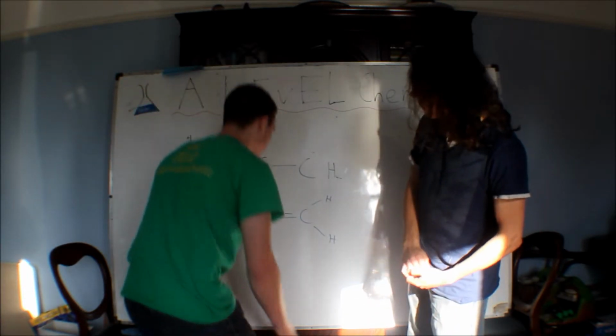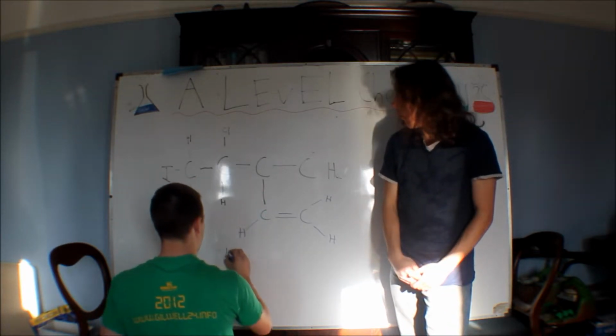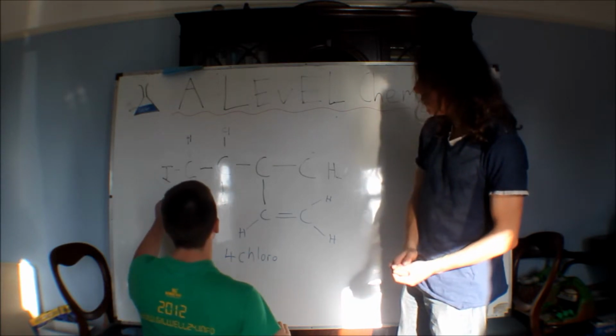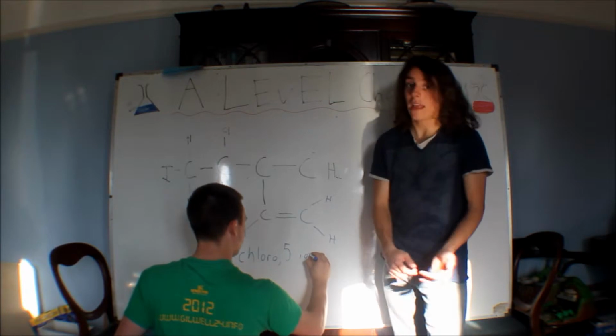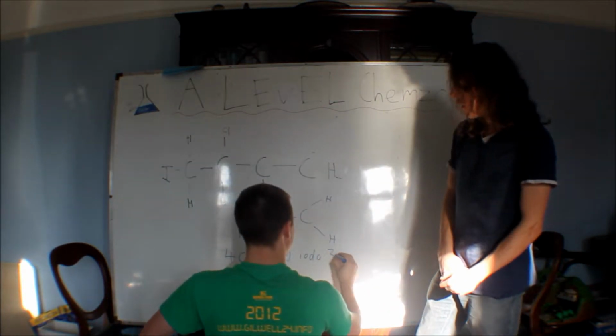Because this is carbon 1, you've got 1, 2, 3, 4, which makes that 4 chloro. And then the next one's iodo, and it's on the 5th carbon, so it's 5 iodo. Then we hit the methyl group, it's on carbon 3, which is 3 methyl.